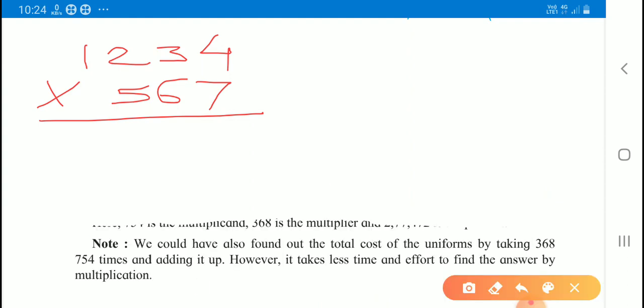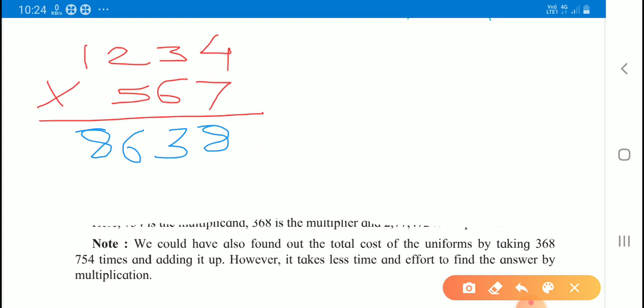Okay. 7 fours are 28. 2 carried. 7 threes are 21. 21 plus 2, 23. 2 carried. Okay. Then 7 twos are 14. Correct. 14 plus 2, 16. Correct. How much carried? 1 is carried. 7 ones are 7 plus 1, 8.